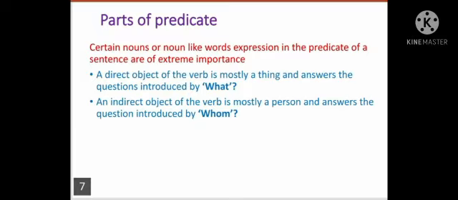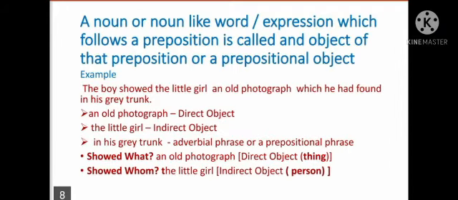Parts of predicate: certain nouns or noun-like word expressions in the predicate of a sentence are of extreme importance. A direct object of the verb is mostly a thing and answers the question introduced by what. An indirect object answers the question whom. A noun or noun-like word expression which follows a preposition is called an object of that preposition, or a prepositional object. For example, the boy showed the little girl an old photograph which he had found in his great trunk.